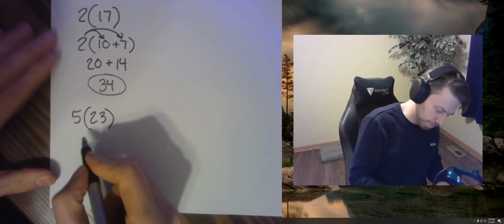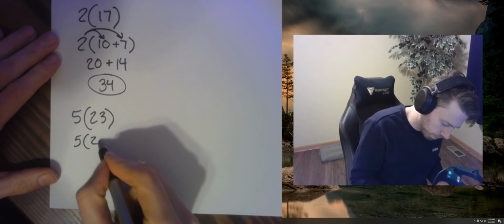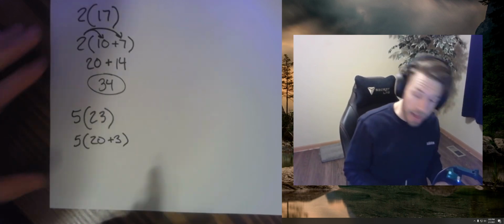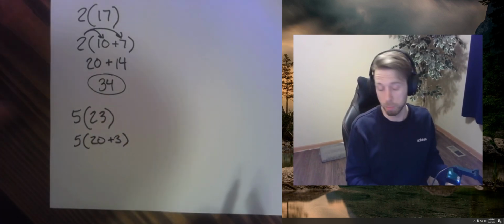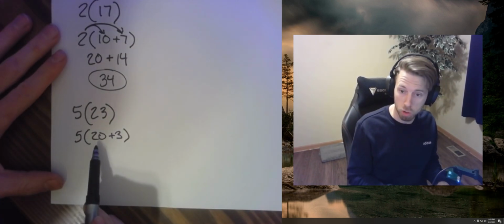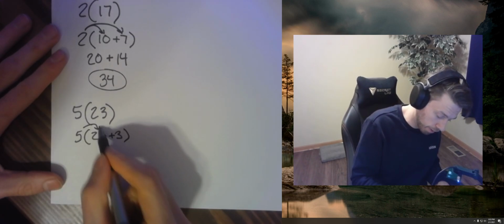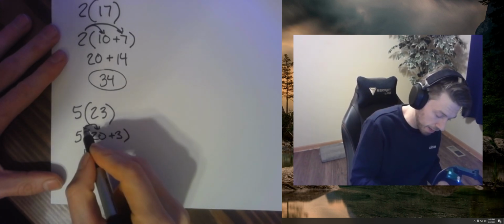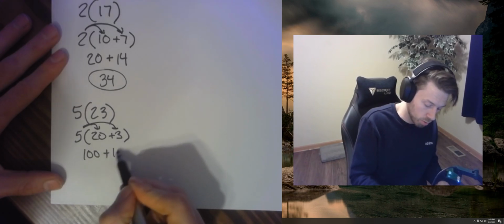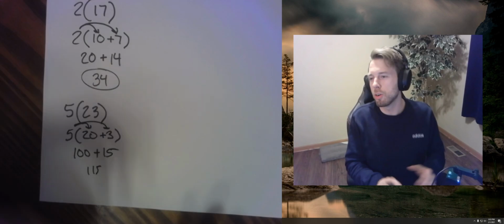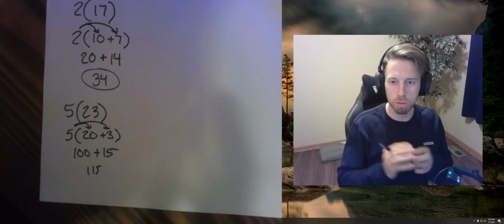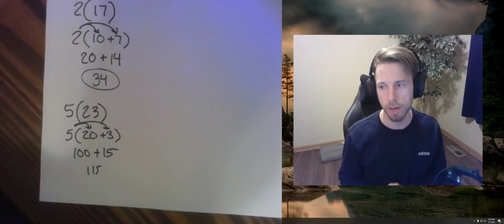I took 23 and I split it up into 20 plus 3. And you can actually split this up into whatever you want, actually. I just picked 20 and 3 because those are going to be pretty easy for me. 5 times 20 is 100. I know that, right? If I do 5 times 20, it's 100. And just add that to what 5 times 3 is, which is 15. You get 115. So that's a really cool way that you can actually do some hard multiplication problems in your head.